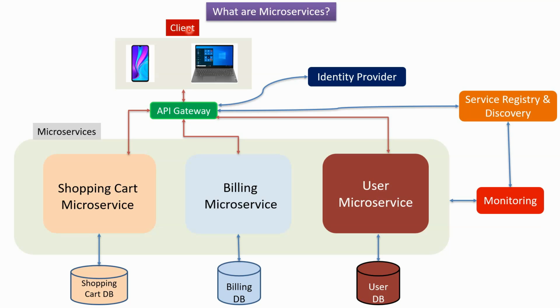And here you can see the client sends a request to the API gateway. If the request is related to billing, then the API gateway forwards the request to the billing microservice. If the request is related to user management, then the API gateway forwards the request to the user microservice. If the request is related to adding or removing items from the cart, then the API gateway forwards the request to the shopping cart microservice.